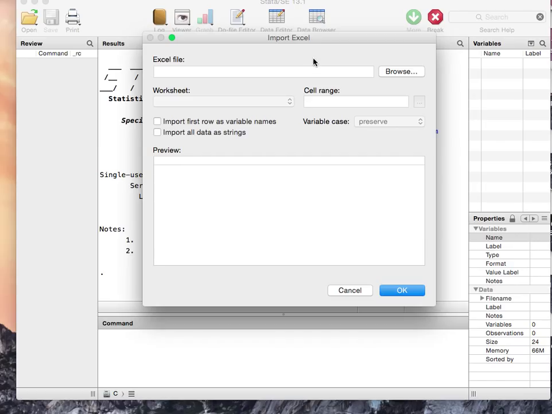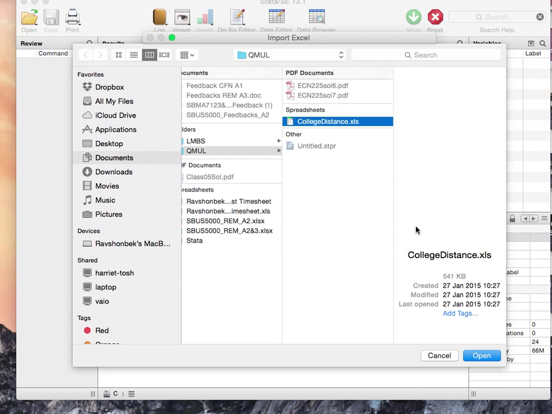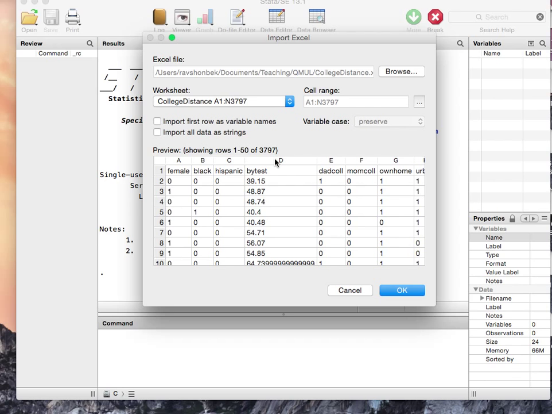So I'm going to fetch the file from my drive. This is the college distance file, and it's an Excel file, so you have to import it into Stata. You cannot just open it because Stata opens only Stata data files. So this is an Excel non-standard file for it. You go File, Import, Browse, and then you have a preview of the data.